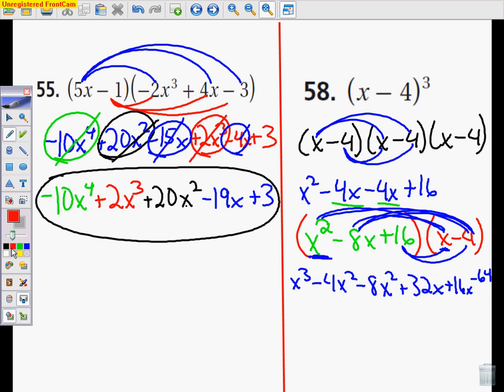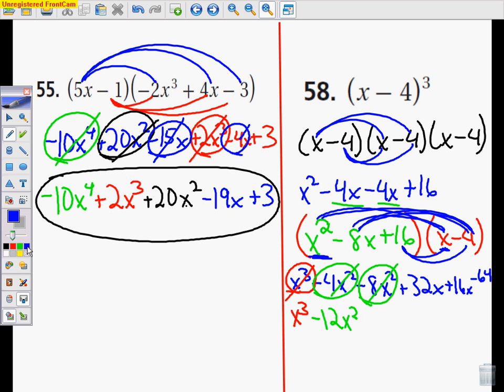From there, we combine our like terms. There's nothing like terms with this x cubed, so we'll just bring that down. Let's go with the squareds. Negative 4x squared and negative 8x squared. That combines to be negative 12x squared. So those are gone.